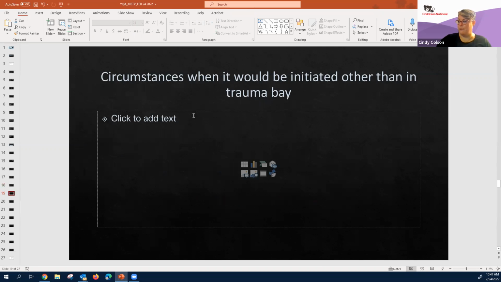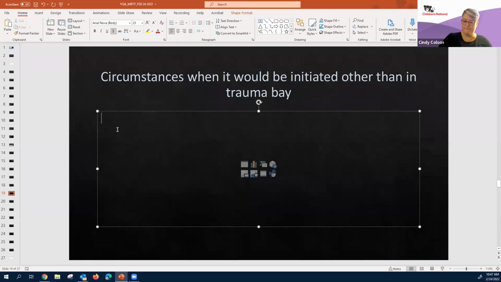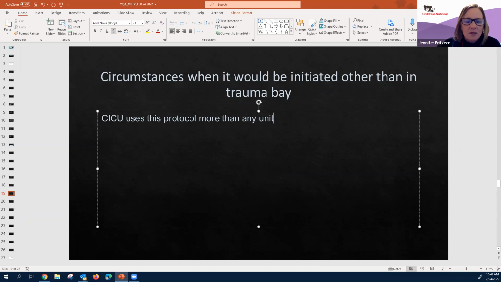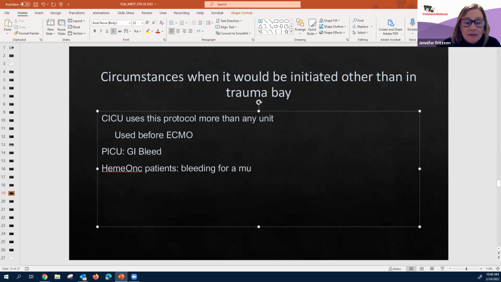Circumstances when the massive blood transfusion protocol would be initiated other than the trauma bay. Well, the CICU uses massive blood transfusion protocol more than any place else in the hospital, and they're using it for a multitude of reasons with the heart patients. One of them is as kids are becoming unstable and you need to go on ECMO. The PICU has multiple reasons they've used it. One of them that I got involved in was a GI bleed. Your hem-onc patients who are in hemorrhagic shock, bleeding for one of many reasons. Any place in which your patient is hemorrhaging for whatever reason that is.